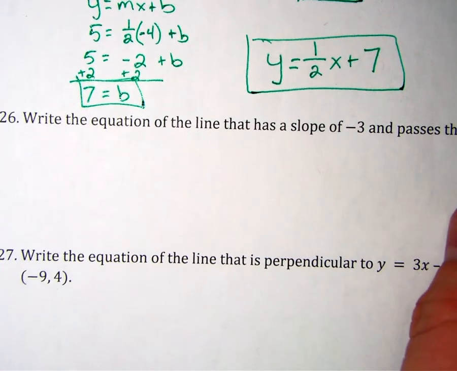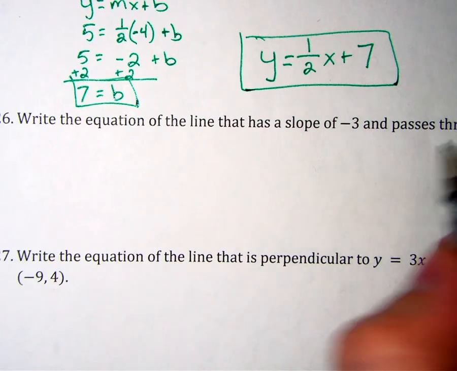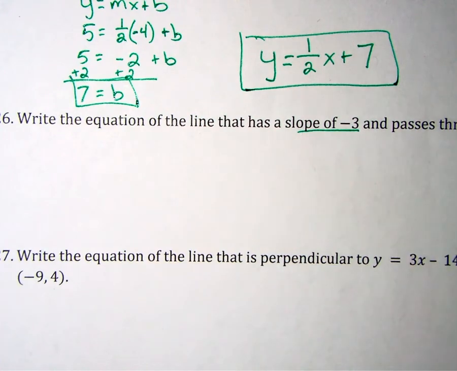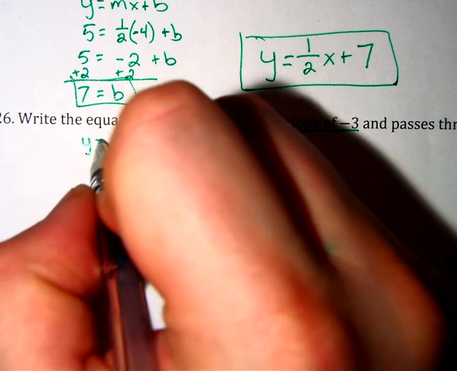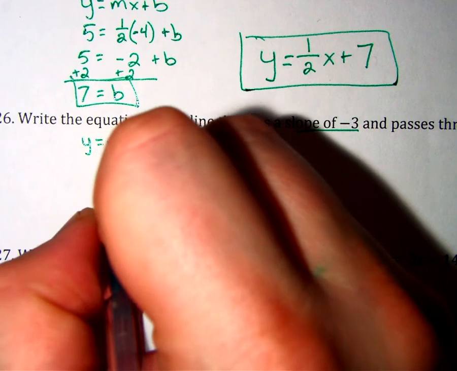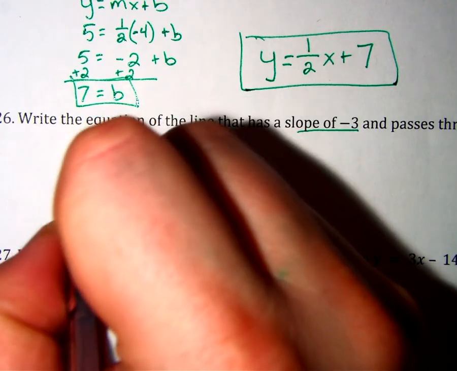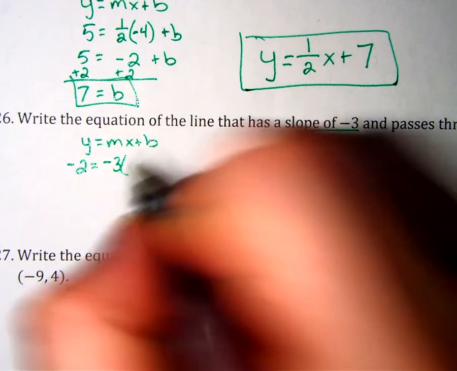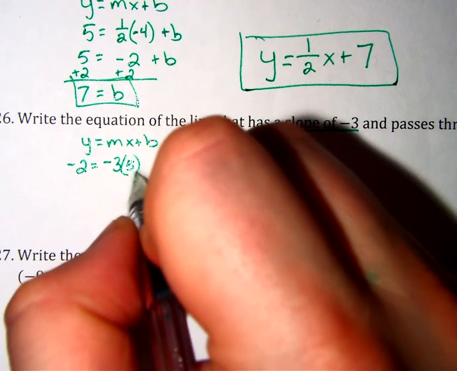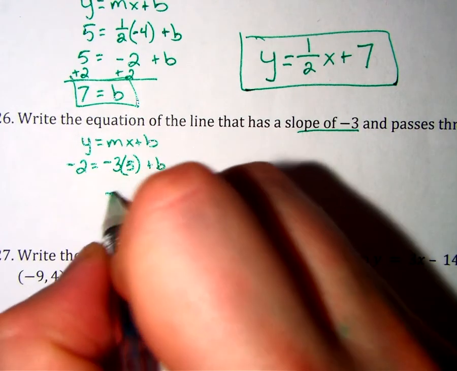Problem number 26. Write the equation of a line that has a slope of -3 and passes through the point 5, -2. Again, we know the slope, and we're given an ordered pair. So we're going to start with y equals mx plus b, where my m value will be -3. My y value is -2. My x value is 5 plus b. -3 times 5 is -15.